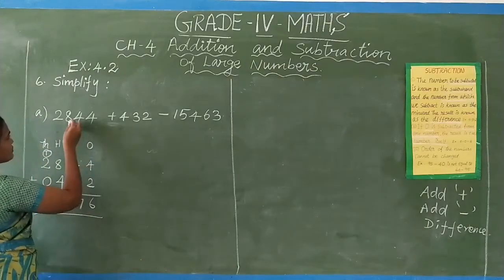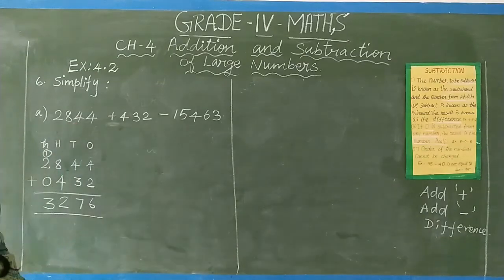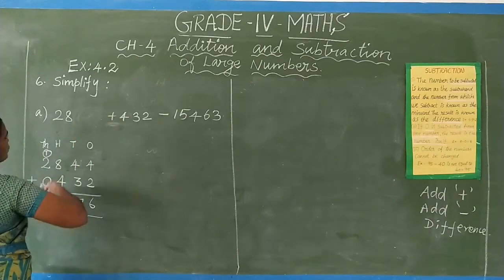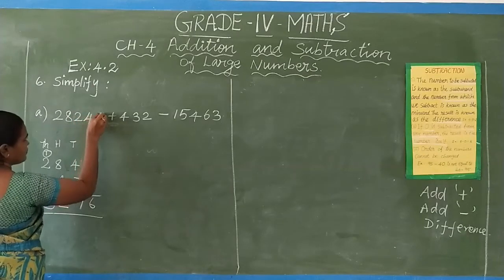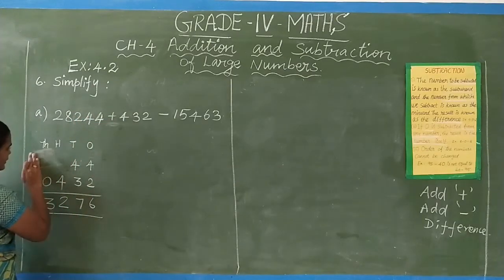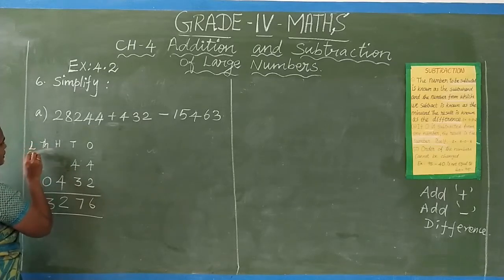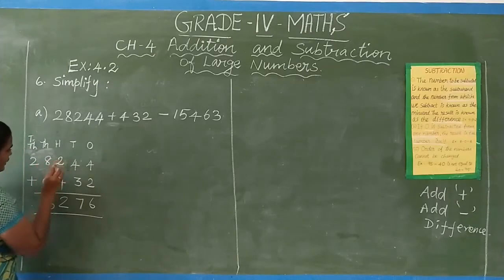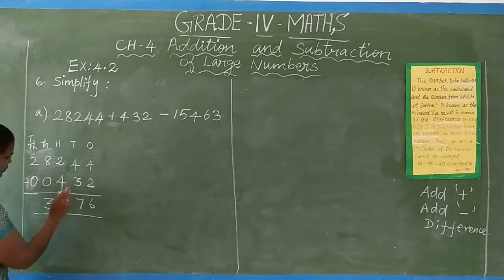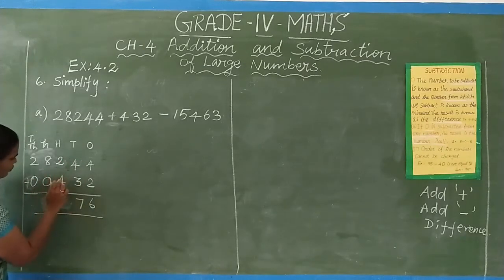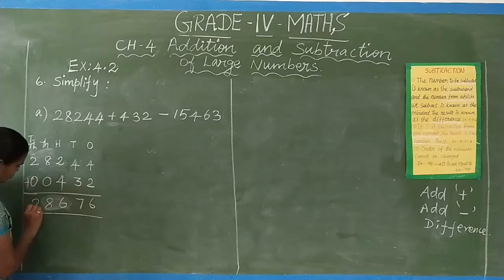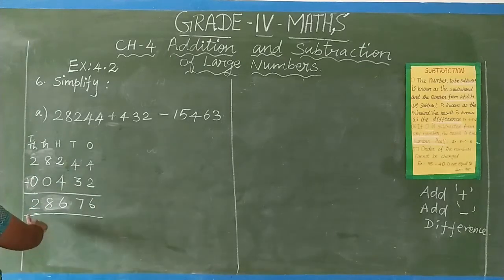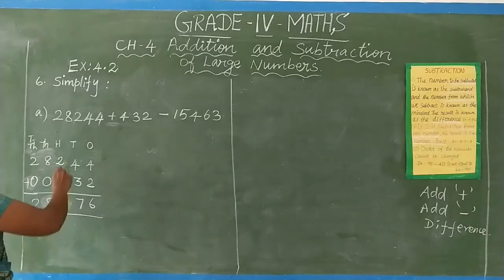Sorry, here one number is missing. So here it is 28,244. The 10,000s column is there, so here put another 0. As usual, 4 plus 2, 6. 4 plus 3, 7. 2 plus 4, 6. 8 plus 0, 8. 2 plus 0, 2. So your answer is 28,676.